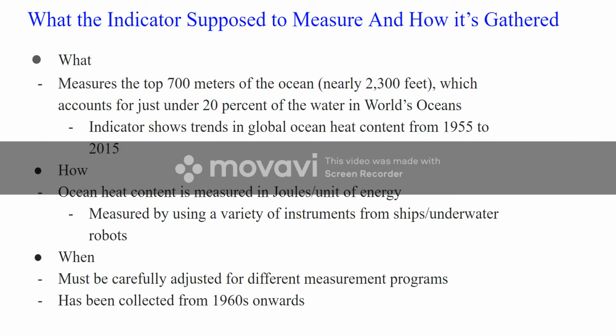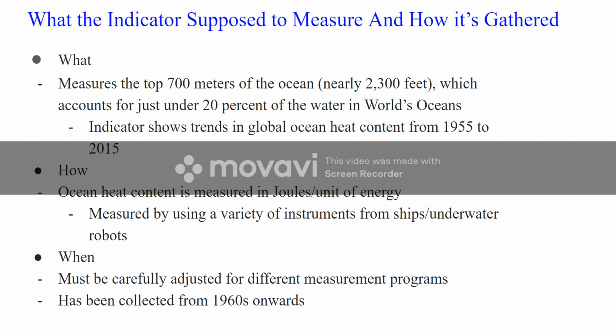What is the indicator supposed to measure and how is it gathered? So to measure ocean heat, they measure the top 700 meters of the ocean, which is nearly 2,300 feet, which accounts for just under 20% of the water in world oceans. The indicator shows trends in global ocean heat content from 1955 to 2015.